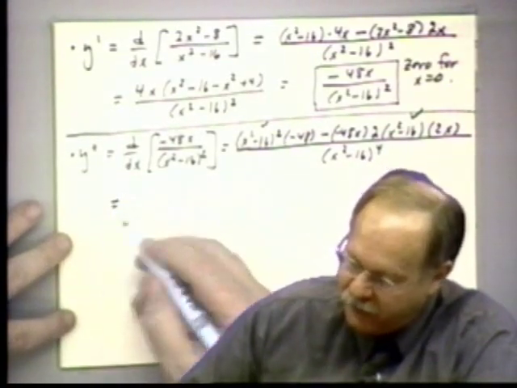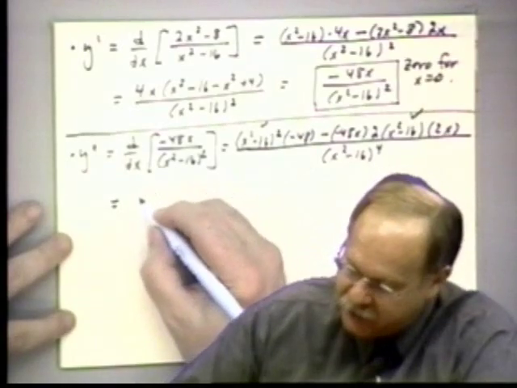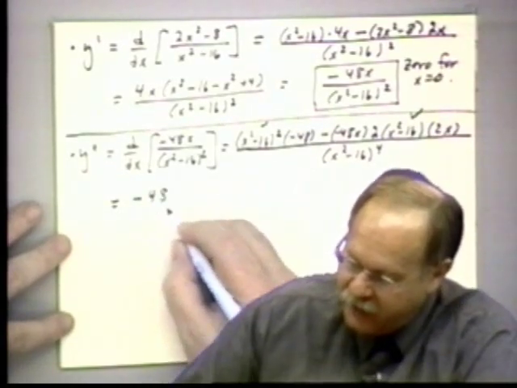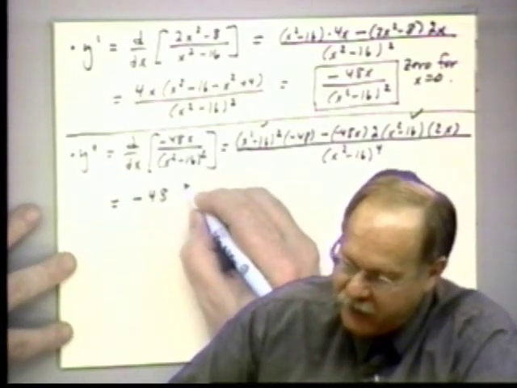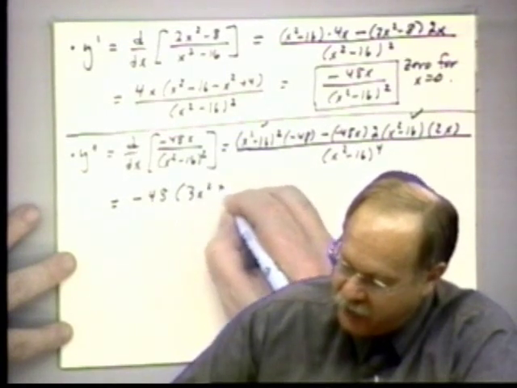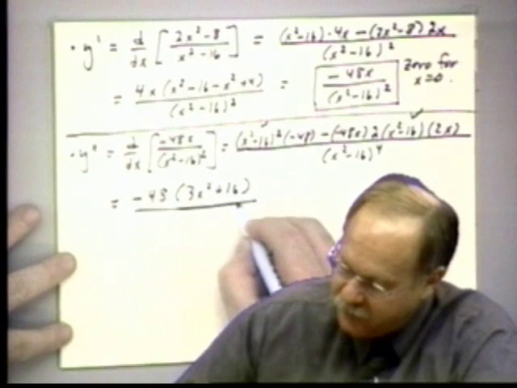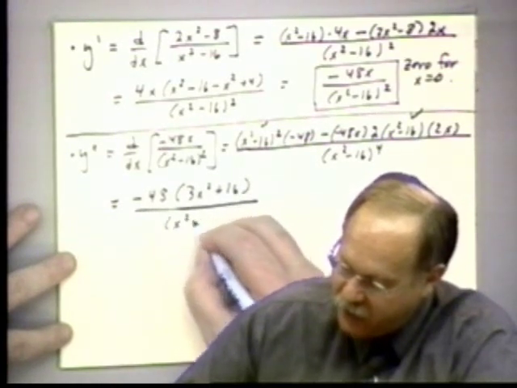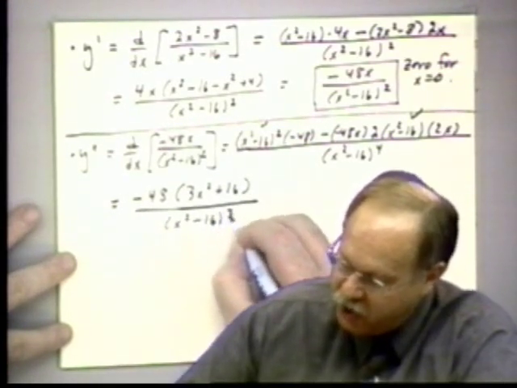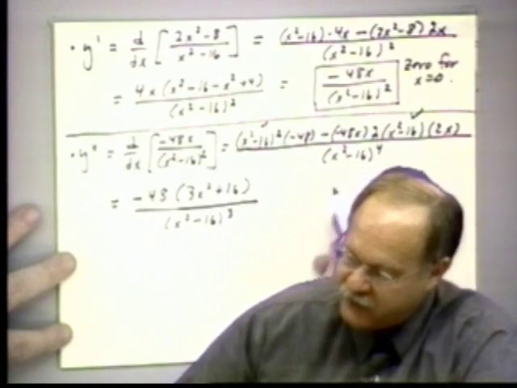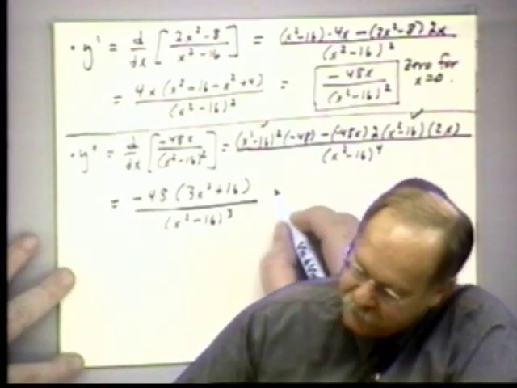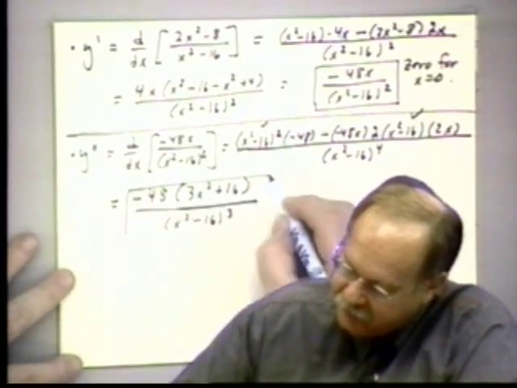And we'll end up with, after we clean this up a bit, I'll let you check the algebra, minus 48 times 3x squared plus 16 all over the bottom, which is now x squared minus 16 cubed, because we got rid of one of these factors. So here is our second derivative.